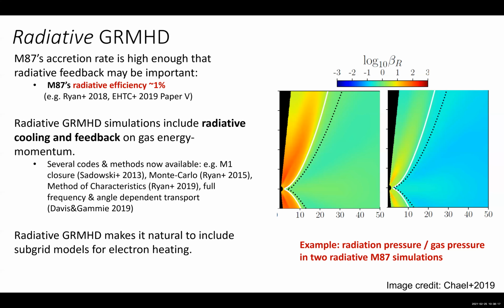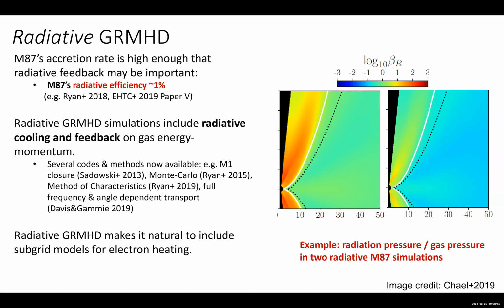An alternative thing that we can do is use radiative GRMHD to investigate both the effects of radiation on the plasma's energy momentum and the effects of plasma heating on the electron temperature. And so why would the radiation part be important? Well, we know for M87 that the accretion rate is high enough that the radiative feedback might start to become important. So for example, EHT paper 5, also Ryan et al. 2018, also my papers found that in some reasonable models of M87, you see radiative efficiencies of about 1%. So, not exactly entirely radiatively inefficient anymore.